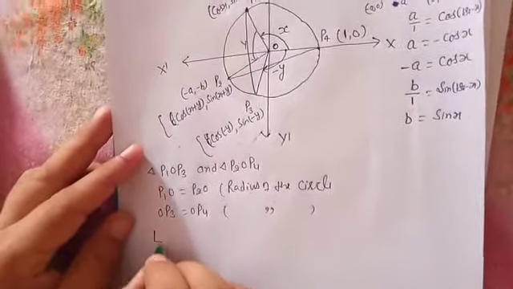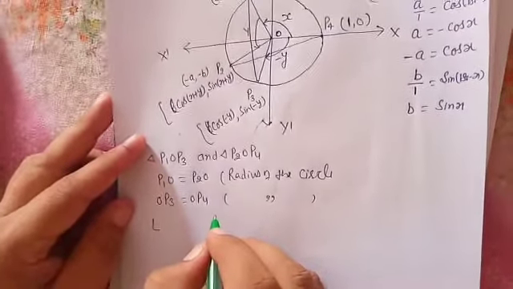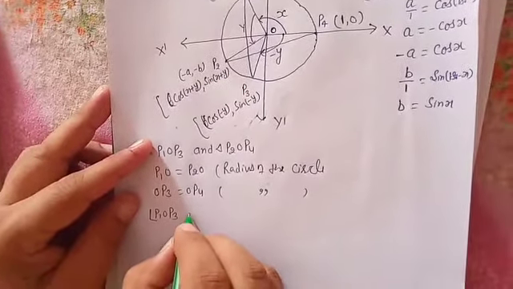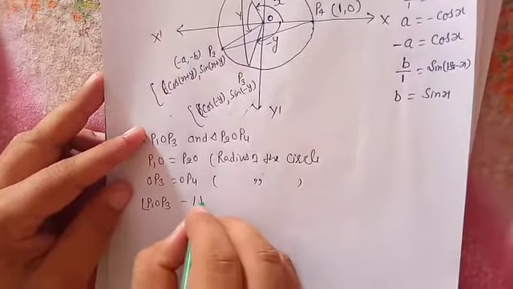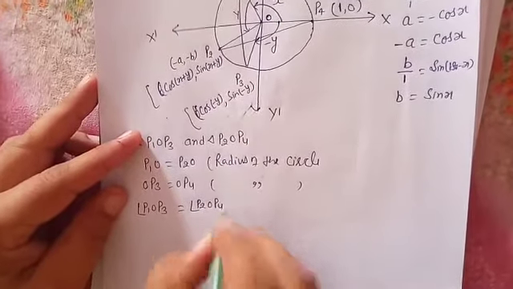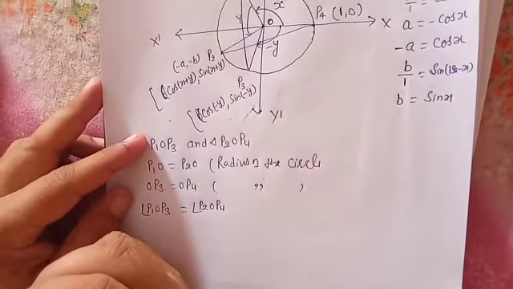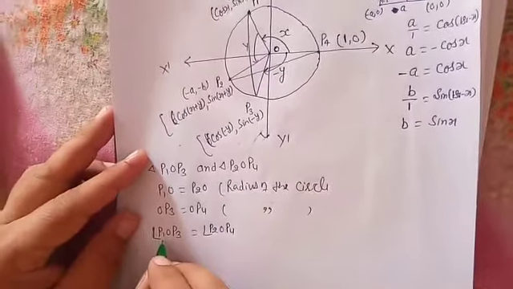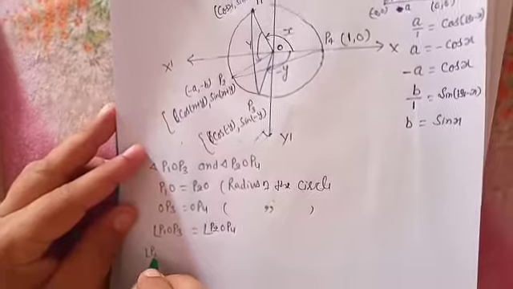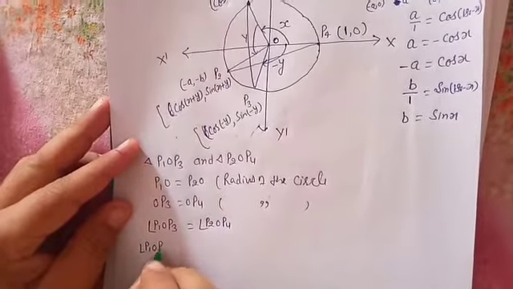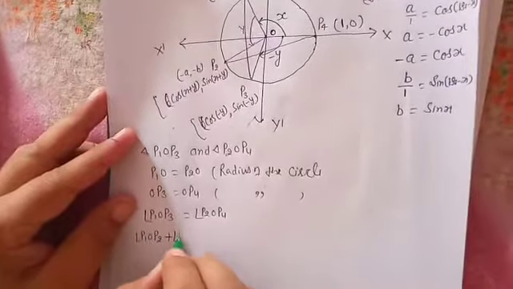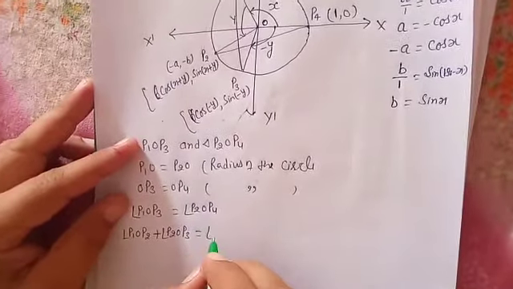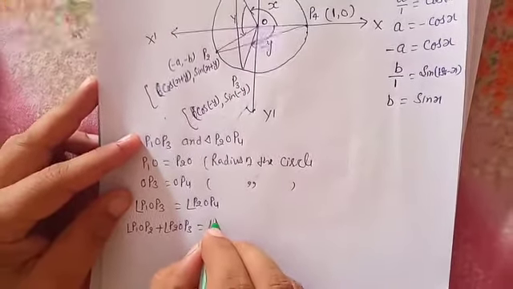Now angle, which angle? Angle P1OP3 is equal to angle what? P2OP4. Why? So this you can write like this. Angle P1OP2 plus angle P2OP3 is equal to what? Angle, which angle?